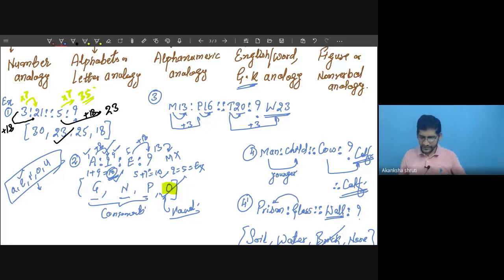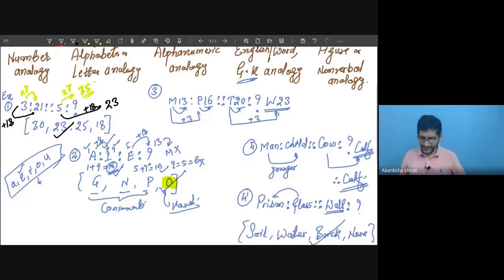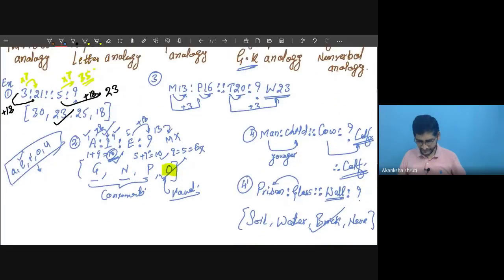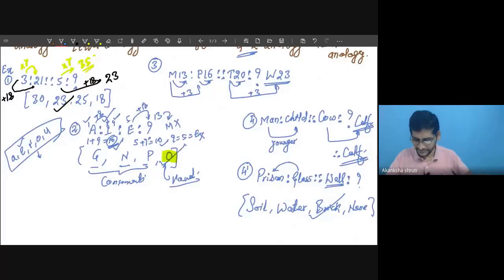Now the next one is the figure based. Again, the figure based is very easy. So let me take the fifth one, or let me draw here itself a very small question.